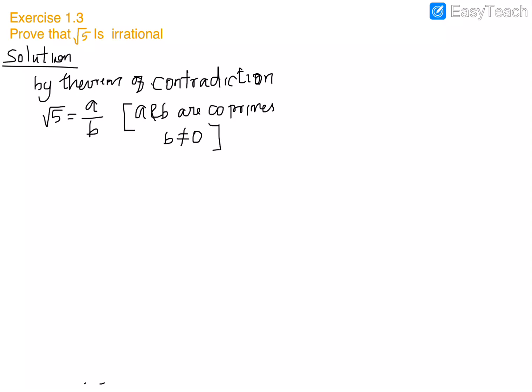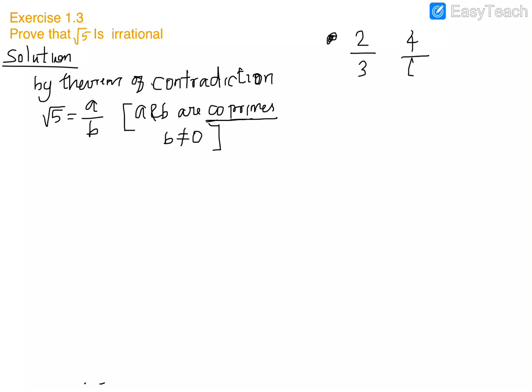You all know, I hope, what co-primes are, right? Co-primes means a and b don't have any common factor. So it's the simplest form, as I explained very well in a previous video. For example, if you take 2 by 3, this is the simplest form. We cannot reduce it further.